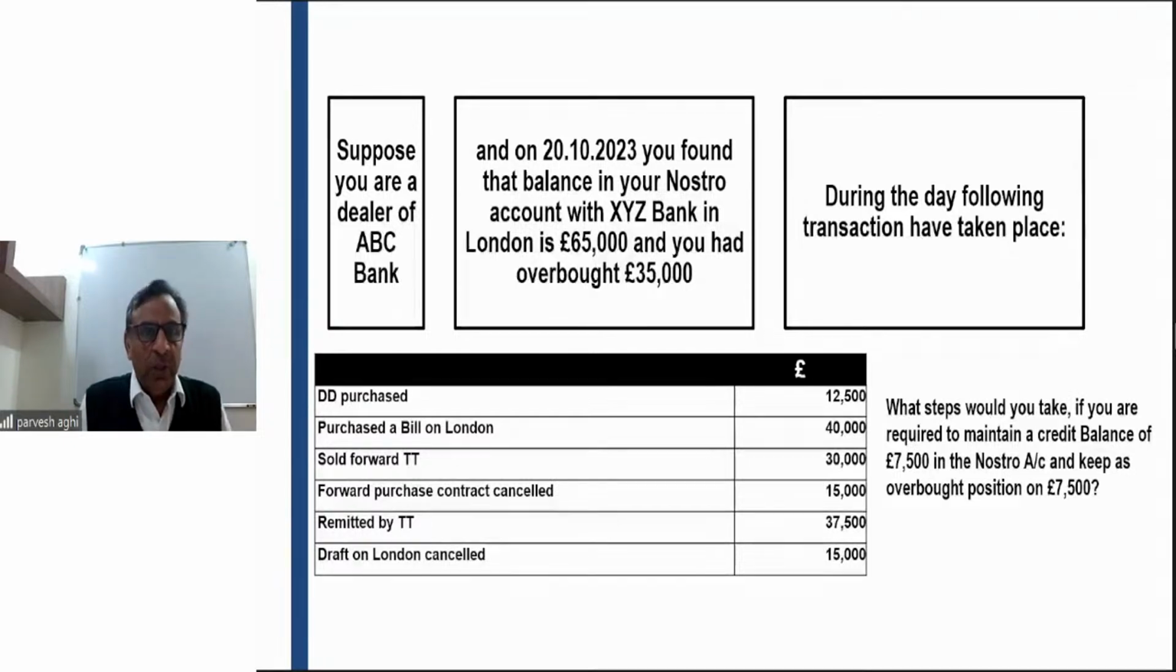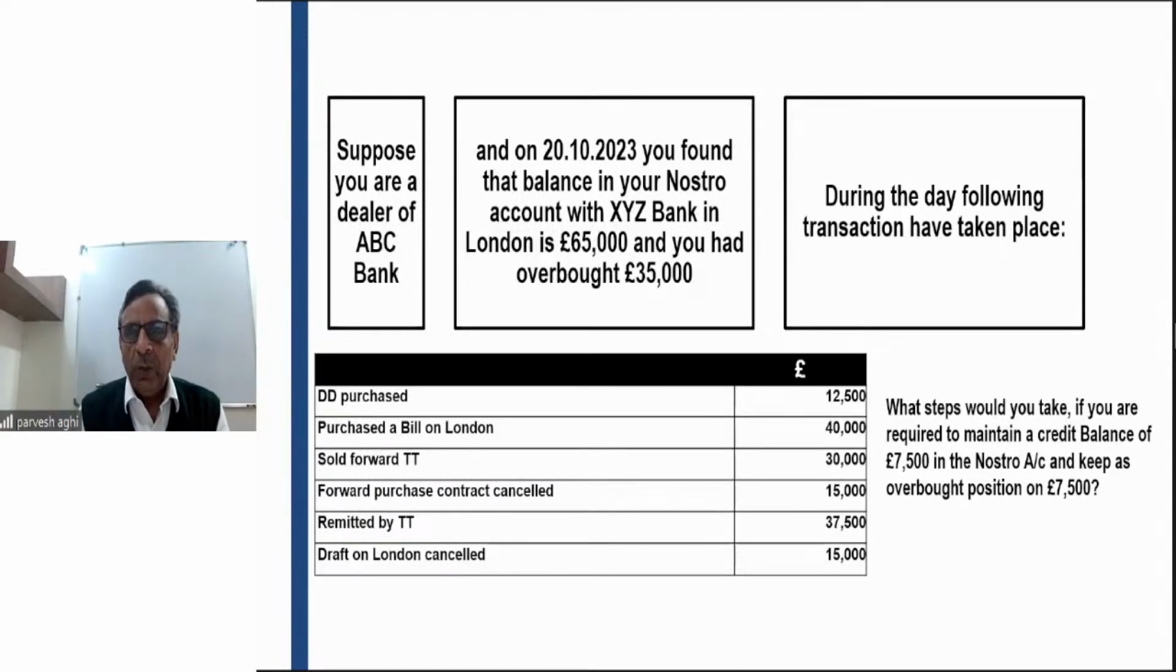So somebody purchased a DD. So you purchased a DD, sorry, for 12,500 pounds. Okay. Then that means the pounds are going to come into your account. Purchase a bill on London, 40,000. You purchase a bill on London, okay, 40,000. You sold a forward TT, 30,000. You actually purchased on a forward purchase contract got cancelled, 15,000. You remitted by TT, 37,500 pounds. Draft on London cancelled, 15,000.